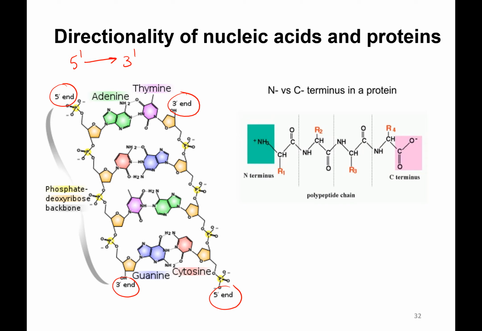This tells us about how the polymers are formed. The directionality for proteins is that you have an N-terminus and a C-terminus. So this is your NH2 or NH3+, this is your COOH or COO minus. Same difference. And proteins are always made from the N to the C terminus. So the new amino acids are always added to the C terminus, just like the new nucleotides on a DNA or RNA strand are always added to the 3' end.